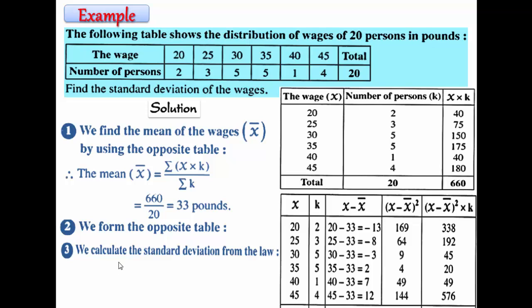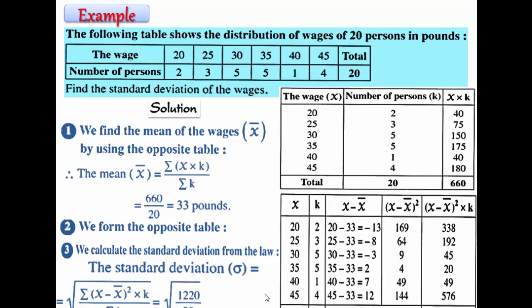Third step, we calculate the standard deviation from the law. The standard deviation sigma equals root of summation x minus x bar all power 2 multiply k over sum of k, equals root 1220 over 20. The result will be 7.8 pounds. So the standard deviation here equals 7.8 pounds.